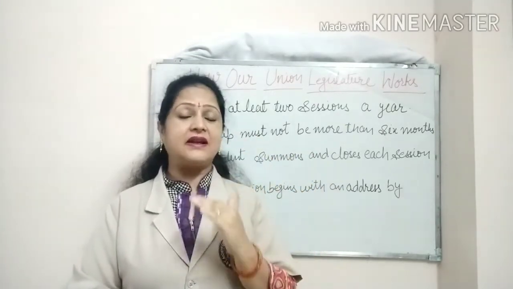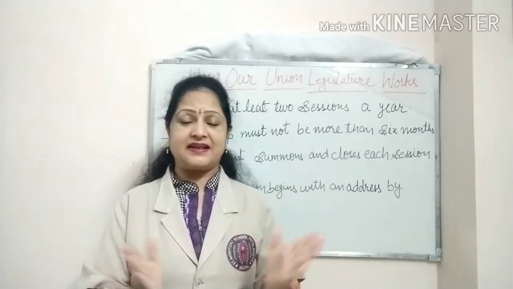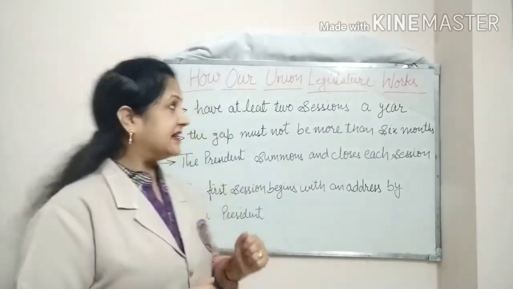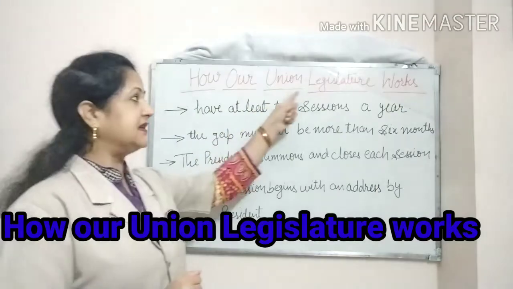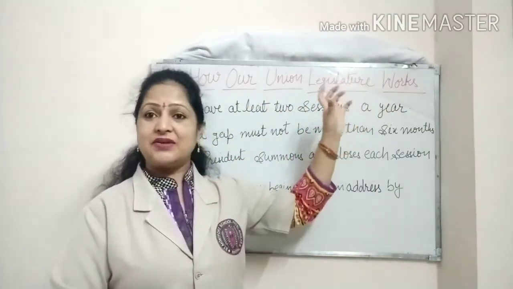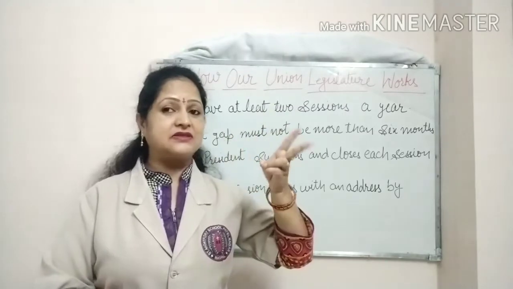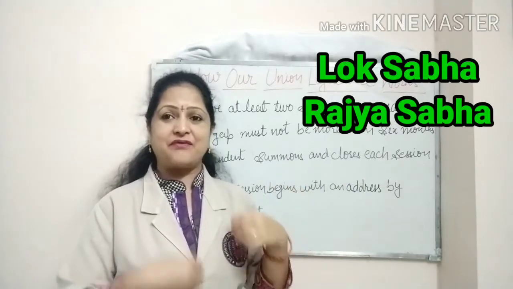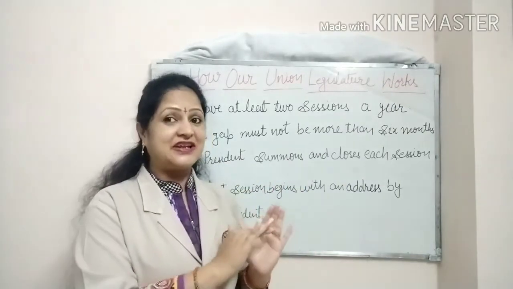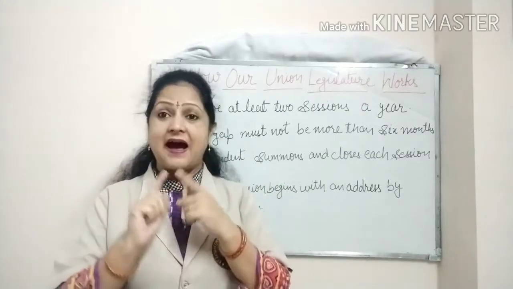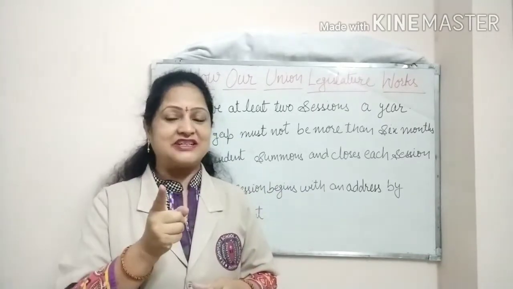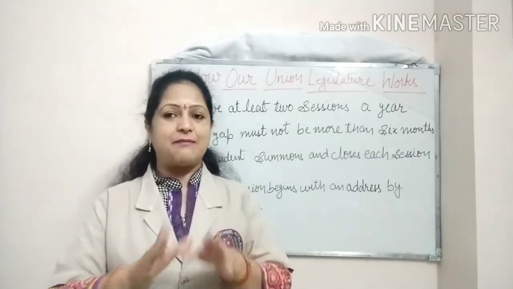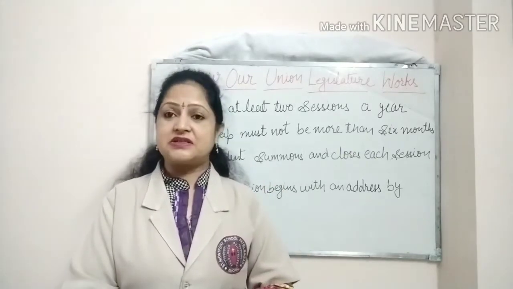So till there I have already explained, and now we are going to start with our next topic, that is how our union legislature works. So here union legislature means both the houses of parliament, that is the Lok Sabha and Rajya Sabha. And now we are going to learn about the functioning of Lok Sabha and Rajya Sabha. I am saying functioning, not the function. So first of all we will learn the functioning of Lok Sabha. After that we will learn about the functions of Lok Sabha. So, functioning of Lok Sabha.